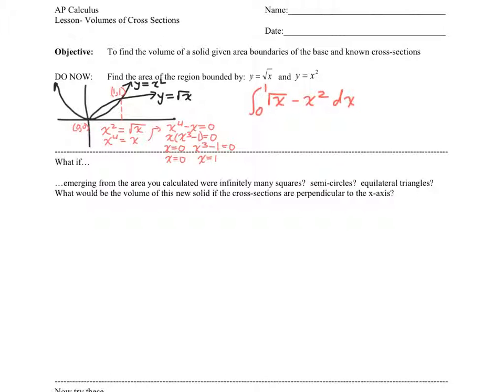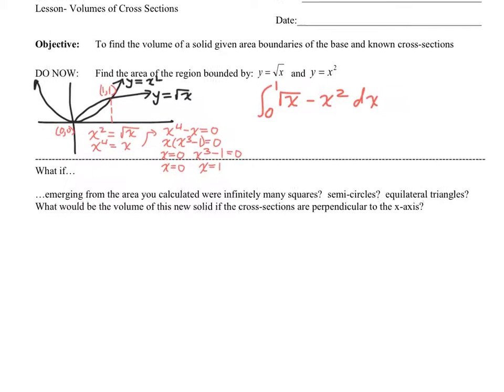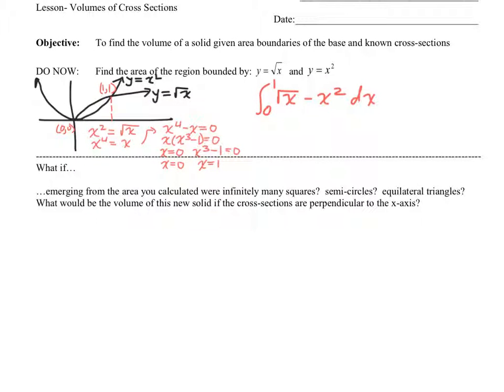Now let's expand that into the third dimension. So the what if part of it. What if emerging from the area you calculated were infinitely many squares? Well, we'll start with that, then we'll get to semicircles and equilateral triangles. You would want to know what the volume of that new solid would be if the cross sections are perpendicular to the x-axis. And so what we have to do is create a three-dimensional drawing with this diagram as the base region. Right? So the base area of a three-dimensional solid.